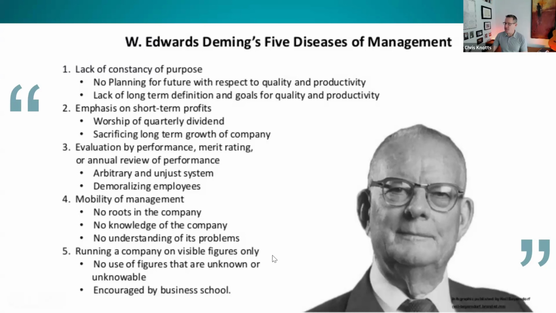And then running a company on visible figures only. It's related to this point number 3 here, right? Visible figures only. Now, it's important to distinguish between running a company on figures. Figures and data are core to what we're talking about. But again, when we talk about value streams, it's about making something visible. It's about figuring out a way so that we can see and understand and map a meaningful course through a system that otherwise is comprised of a lot of invisible stuff.